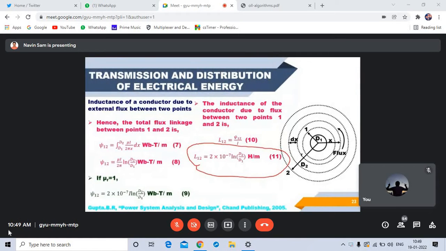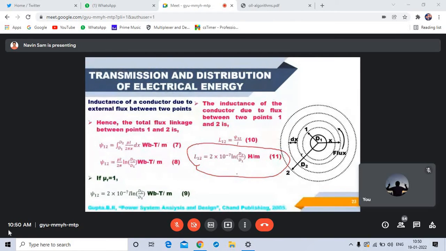So due to external flux, L is equal to 2 into 10 to the power of minus 7 ln d2 divided by d1. These two things you should remember. Okay. So this is a fundamental. Now what we have learned is that we have considered one single conductor, and for that conductor, inductance property will be exhibited, and that can be due to internal flux as well as external flux. So that we have estimated. Now let me move on to the next small thing.